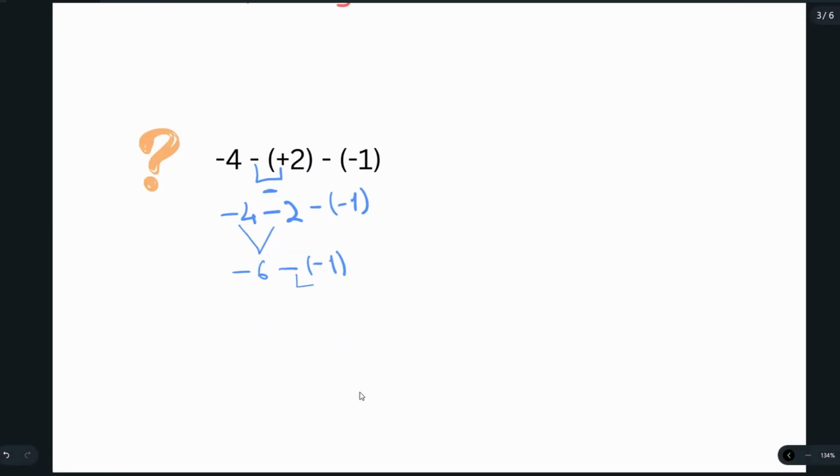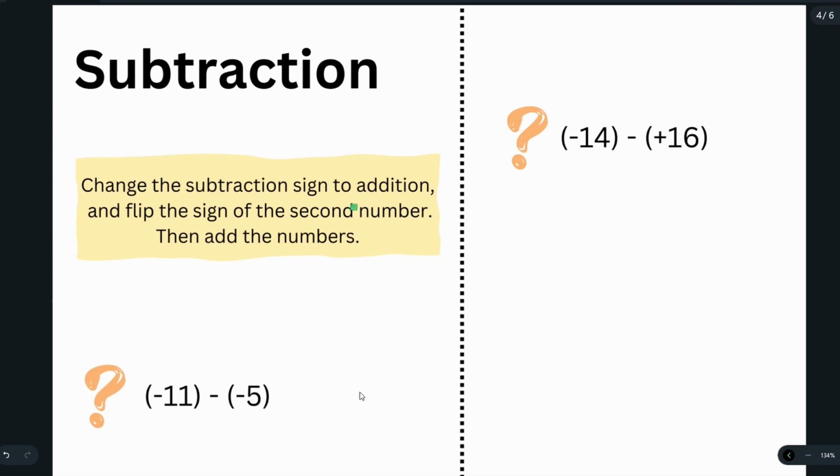And we can write the rest again without doing anything. Now we have a negative times negative, which is going to be positive. Same signs, always positive. Negative 6 plus 1 will give you negative 5. The answer is negative 5. Let's get to subtraction.